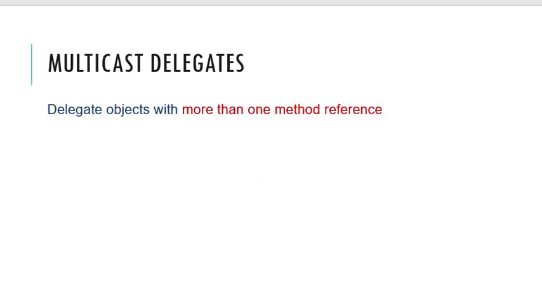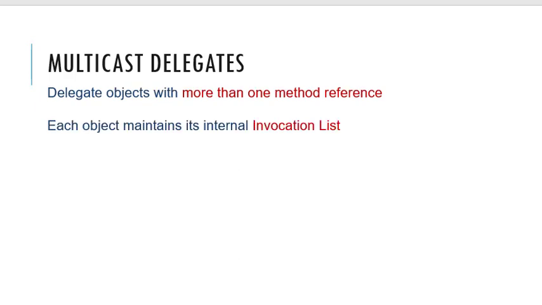We can assign more than one method reference to a delegate object. In this case, these are called multicast delegates. So a multicast delegate is just a delegate object which holds more than one method reference. Each delegate object maintains its internal list of references. This is known as the invocation list.